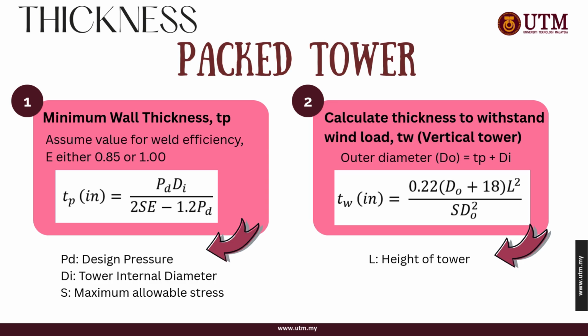To calculate the thickness to withstand the wind load, Tw, for a vertical tower, firstly we need to find out the outer diameter using the equation Do equals Tp plus Di. Then for Tw we can use the given equation, where L stands for the height of the tower.